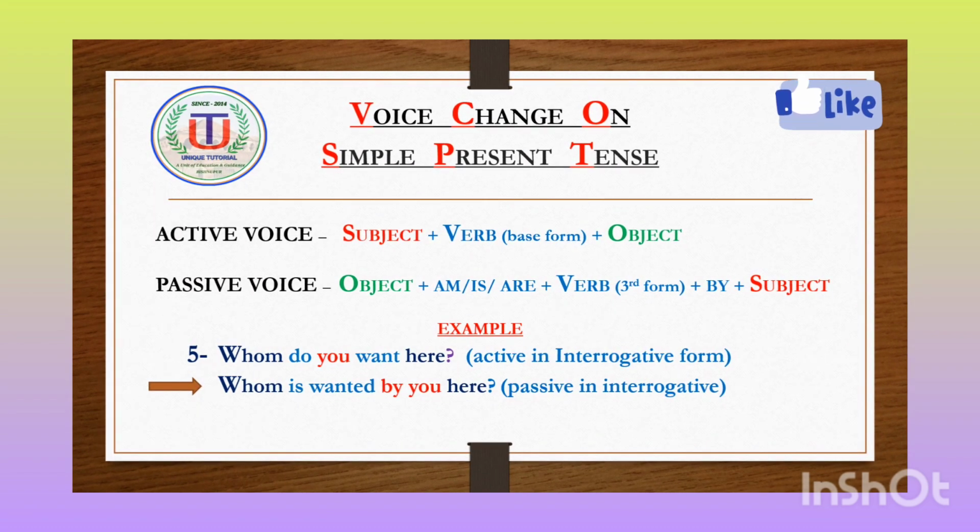Here is another type of example. Whom do you want here? This sentence is also in present tense, simple present tense. It is in active, interrogative form. Then the answer will be: who is wanted by you here?